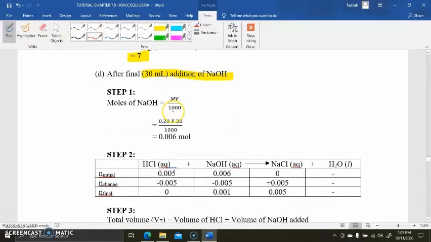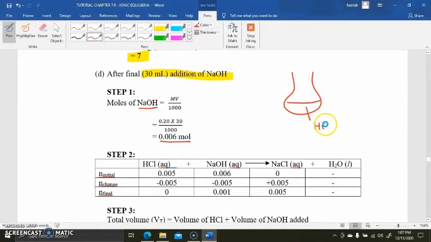So, apa yang berlaku adalah kita kena cari dulu number of mole. Okay, cari number of mole of NaOH yang kita dah masukkan tu guna formula mV/1000. So, kita tahu dah volume final adalah 30 ml. So, number of mole of base yang kita masuk adalah 0.006 mole of NaOH. Okay, so meaning that kita buat balik.